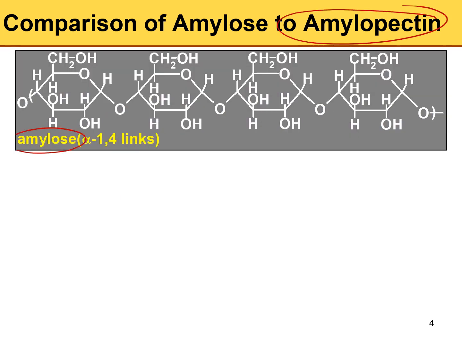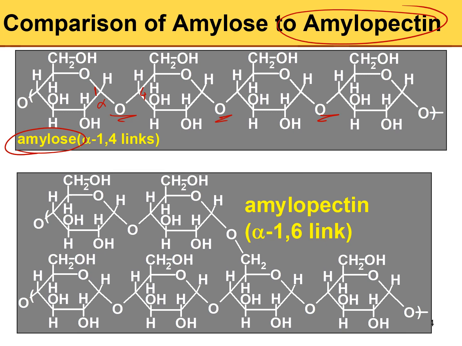So what's shown here is amylose. Amylose has just alpha 1,4 glucose linkages. This is carbon number 1, this is carbon number 4, and this is down, so this is alpha 1,4. And amylopectin actually has 1,4 and 1,6. So this is the alpha 1,4 linkage here, this carbon number 1, this carbon number 4. So amylopectin has alpha 1,4 plus alpha 1,6.